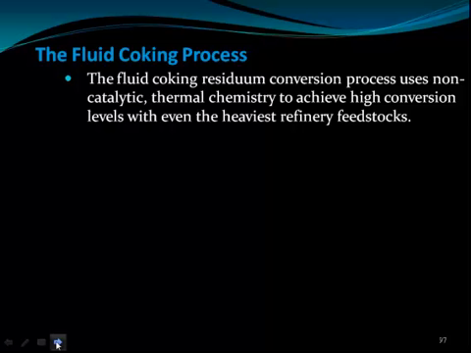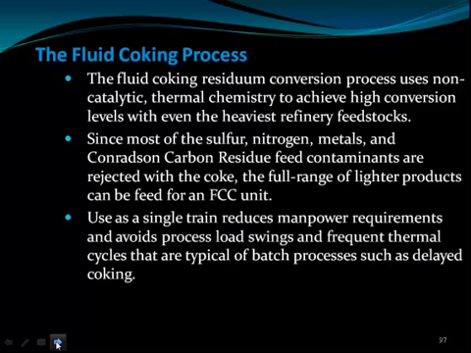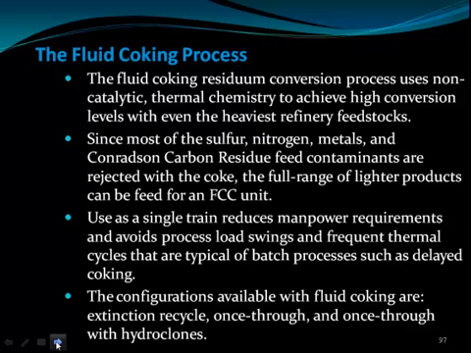The fluid coking distillate conversion process uses non-catalytic thermal chemistry to achieve high conversion levels with even the heaviest refinery feedstock. Since most of the sulfur, nitrogen, metals and condensed carbon fuel contaminants are rejected with the coke, the fuel range of our products can be fed to an FCC unit. Use as a single train reduces manpower requirements and avoids process load swings and frequent thermal cycles that are typical of batch processes such as delayed coking.